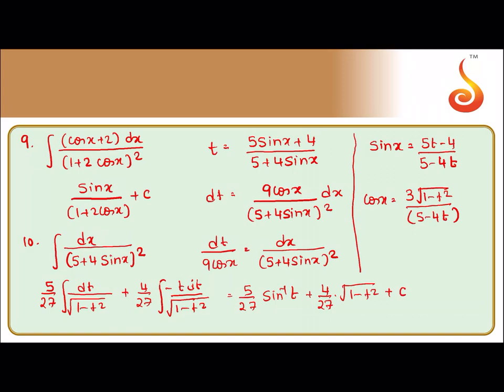Most important part is this, how you substitute it. 5 sin x plus 4, 5 plus 4 sin x. Reverse it, the coefficients. That you consider t. Remaining all automatically you get. That is the trick in this problem. Whenever 5 plus 4 sin x, or a plus b cos x is given, the same rearrangement you have to do.